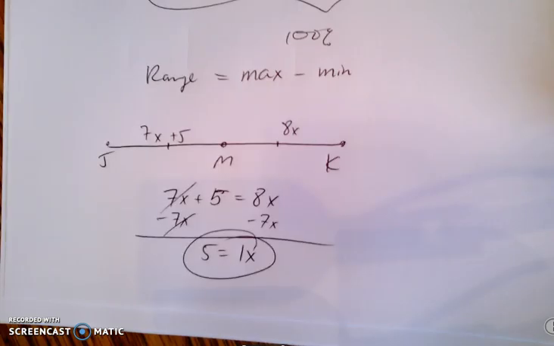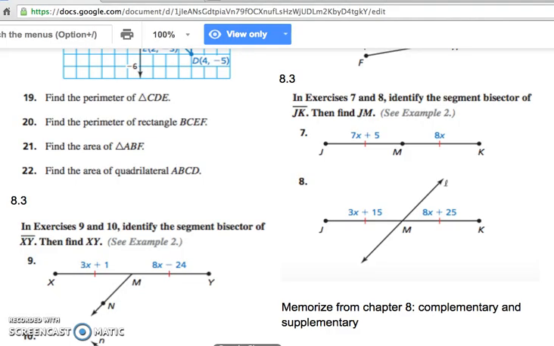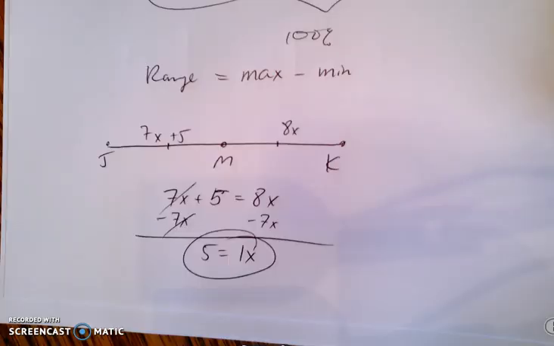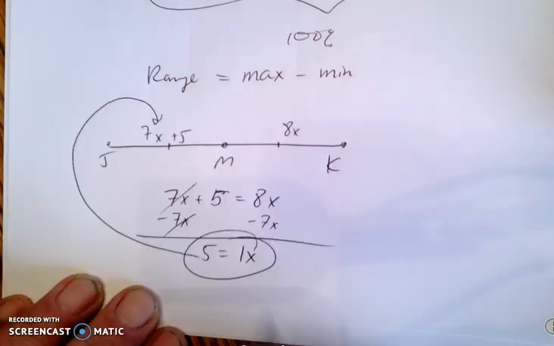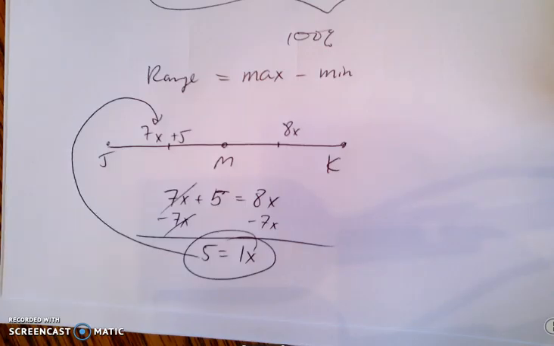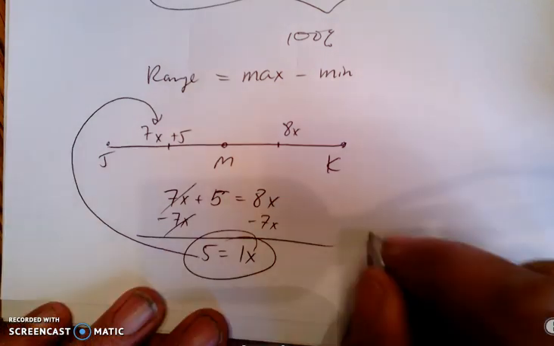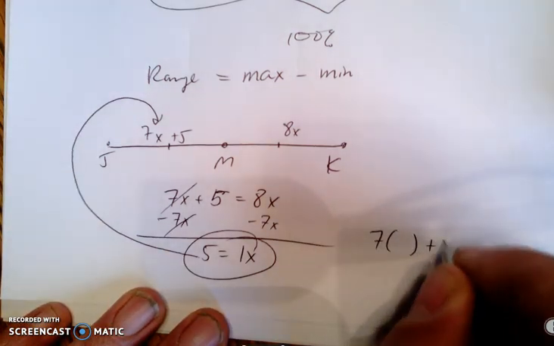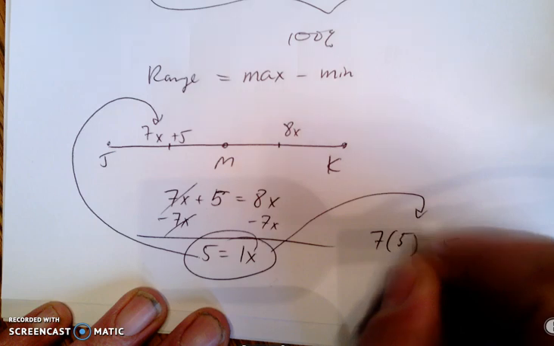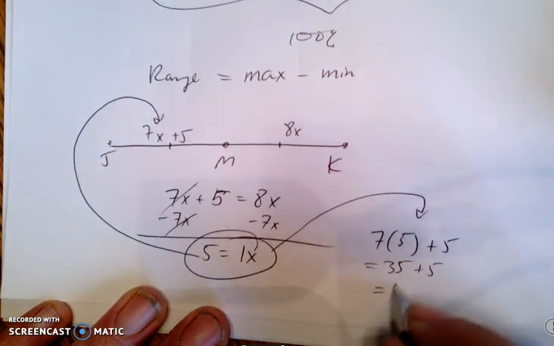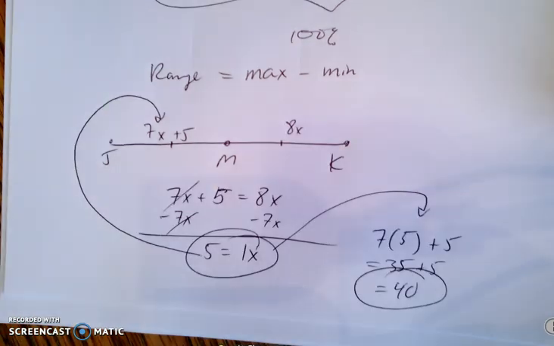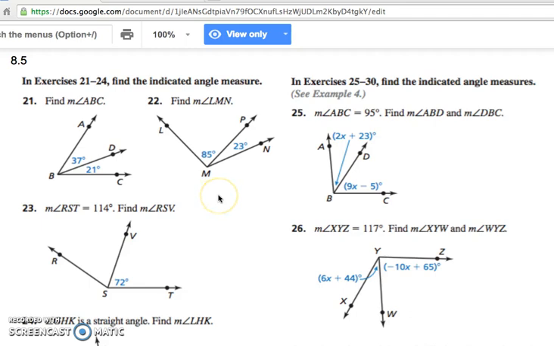Let's go back and check our problem. It said find the length of JM. So we found x equals 5. That's not the length of JM. All right. If we take 5 and plug it into here, then we'll find the length of JM. So x equals 5. Then 7 times x plus 5. You can plug 5 in there. 7 times 5 is 35, plus 5, which is 40. And there you go.